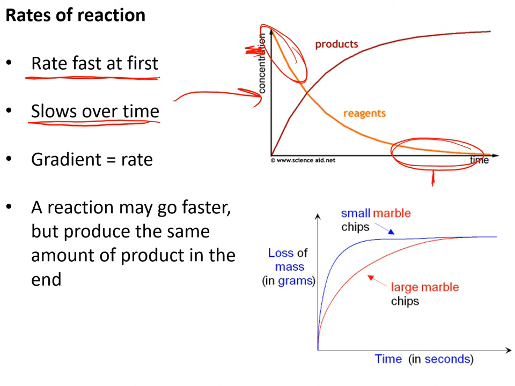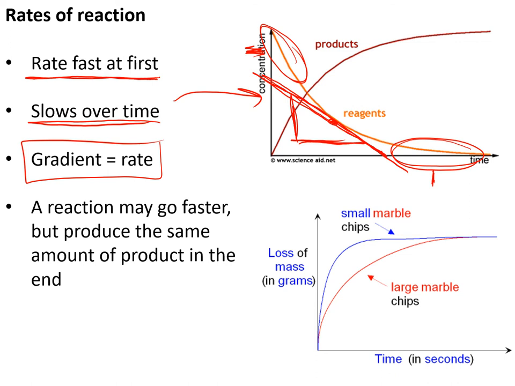And you can find out the rate of reaction at any given point by drawing a tangent, that is a straight line that just touches the graph, okay? And you find out its gradient. To find out the gradient, you measure the change in y and divide it by the change in x, and that will give you the gradient, and you can use that to find the rate of reaction at any given point, okay?